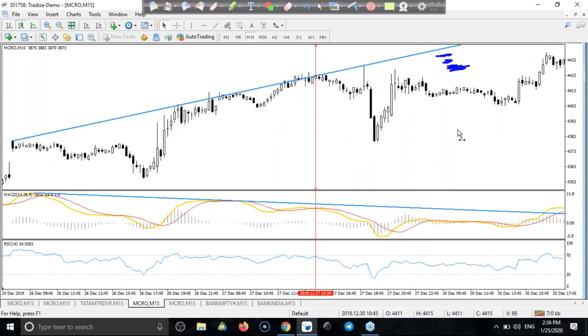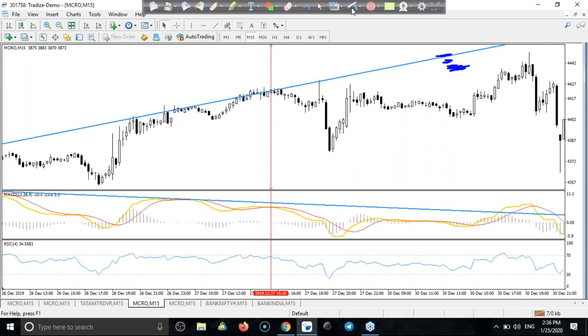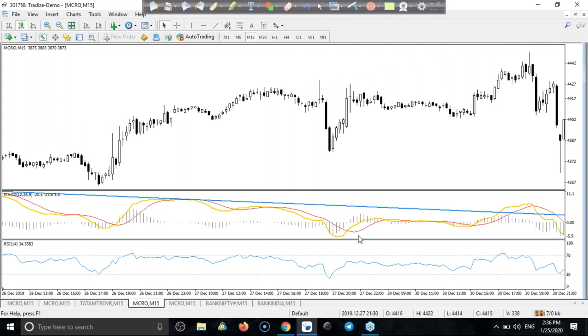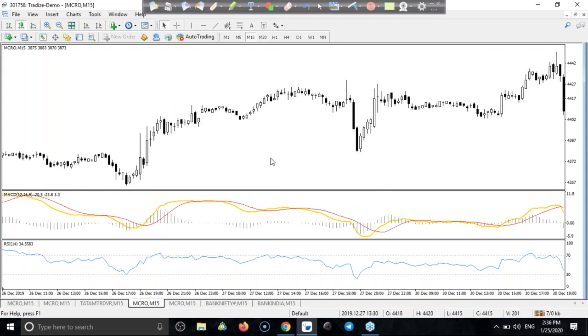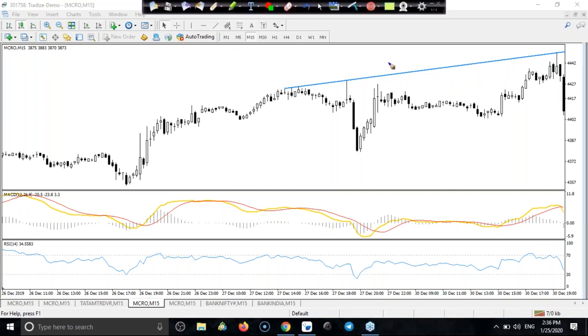Now, okay, let me remove this one and let me check it. Now I can see in this area, again, we have seen that is the higher point, and this is the higher point. Have you seen? Running in an uptrend, and this is a swing, and this is a swing high.